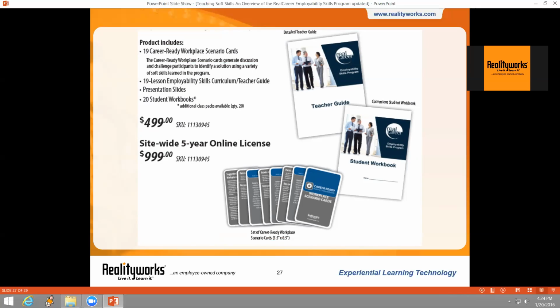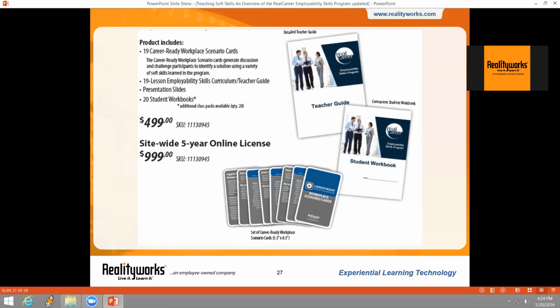Or if you prefer, there is a school-wide site license that's an online version where it gives you access to the teacher guide, the student workbooks, the slides, and the scenario cards. Any teacher in your school building can use them in an unlimited fashion for $9.99, and that's a 5-year site license. So it gives you a couple of different options based on the size of your program and the numbers of faculty or teachers that may wish to use the program.